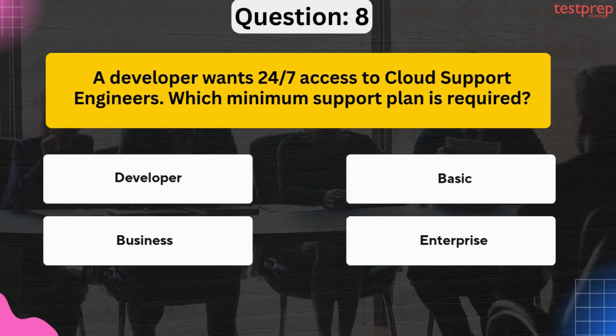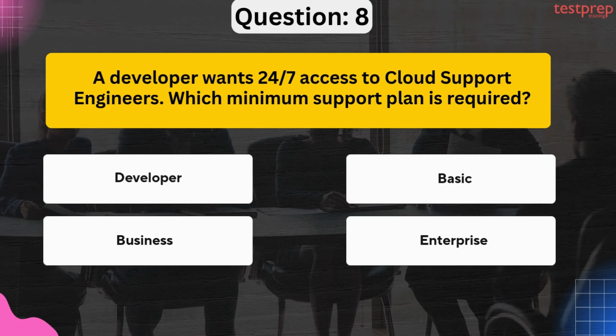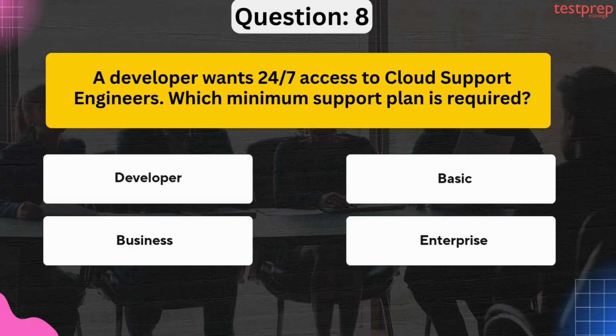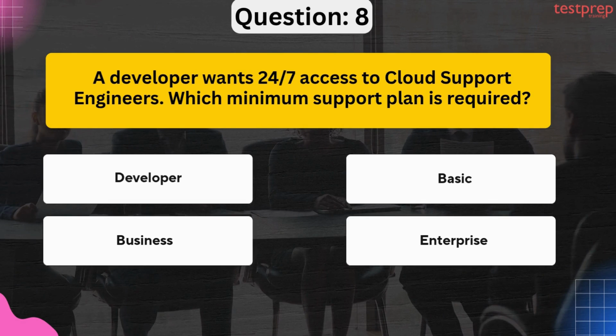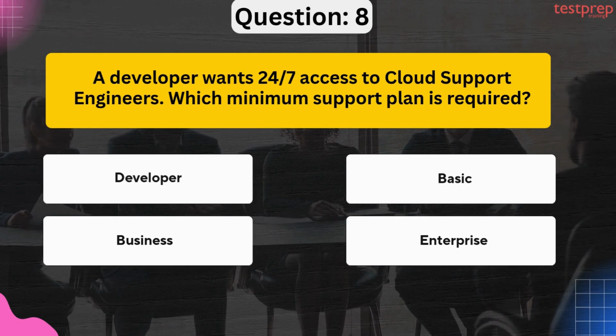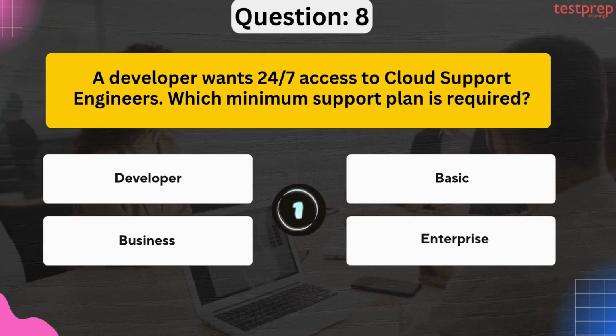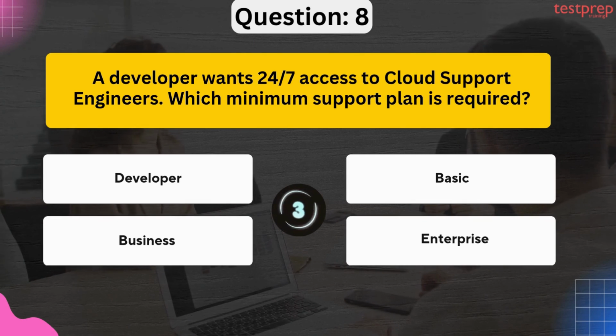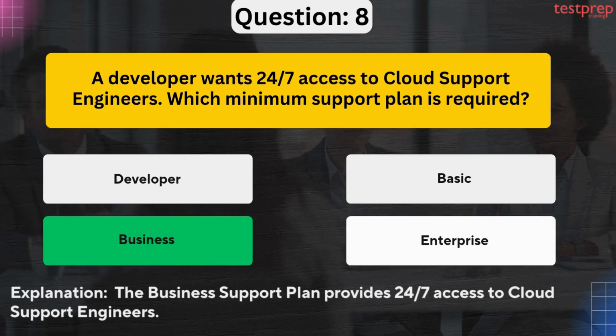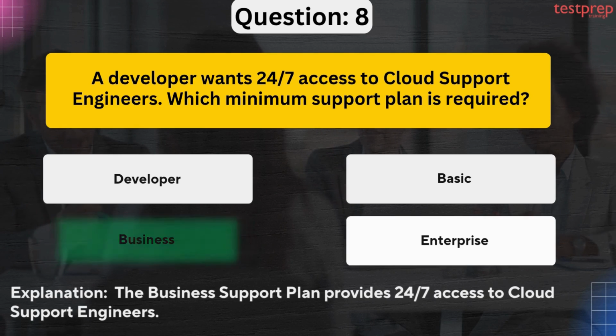Question 8. A developer wants 24/7 access to cloud support engineers. Which minimum support plan is required? The correct answer is Business. The Business Support Plan provides 24/7 access to cloud support engineers.